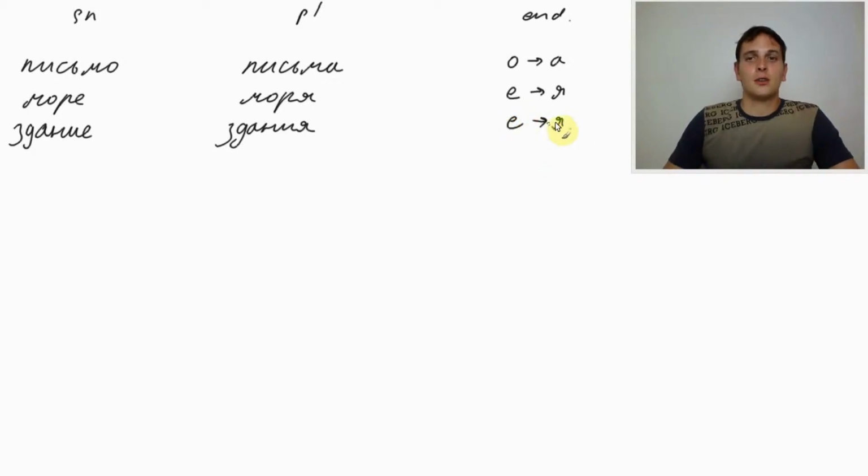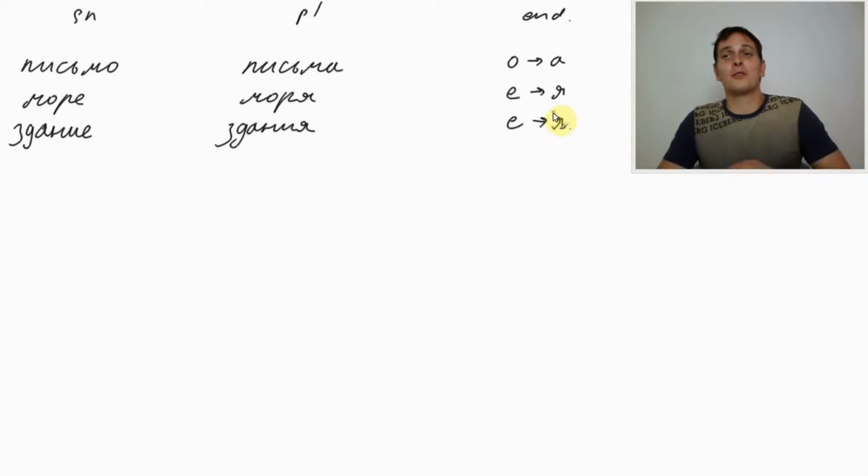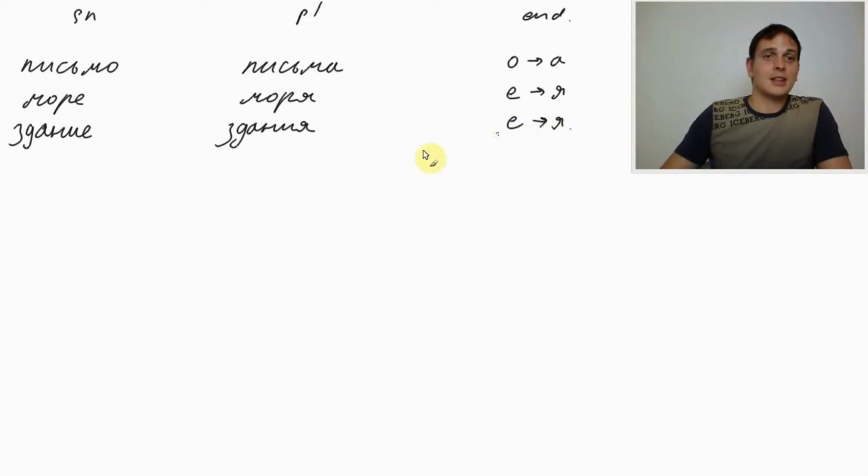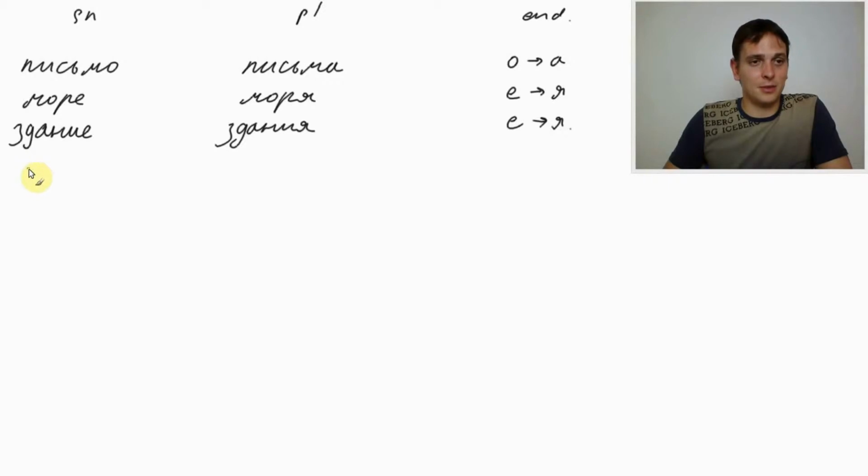So, basically this is the rule. O changes into a and ye changes into ya. This is as simple as it is. However, for you it won't be that simple because you need to get used to all of the previous rules also, including this one. Let's make a few examples. Changing of the ending o into a.